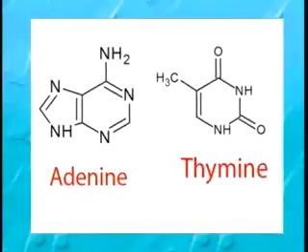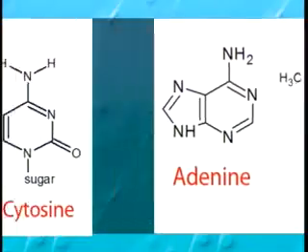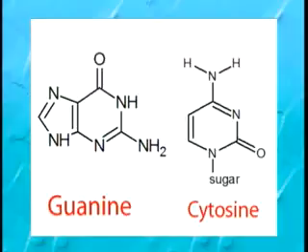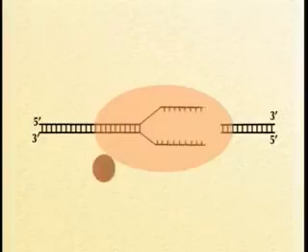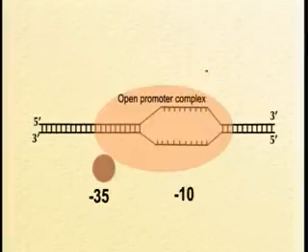The -10 region is highly adenine-thymine rich. The melting of adenine-thymine base pairs, which have only 2 hydrogen bonds, requires less energy as compared to guanine-cytosine, which has 3 hydrogen bonds. Thus, the adenine-thymine region easily gets opened and is involved in the formation of the open promoter complex during the initiation of transcription.